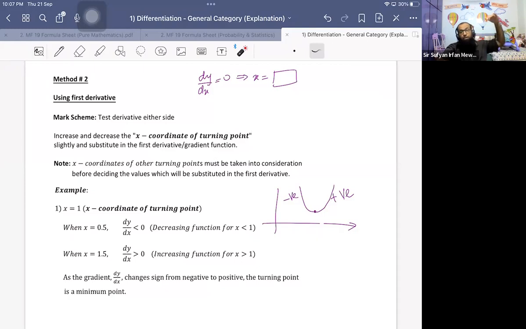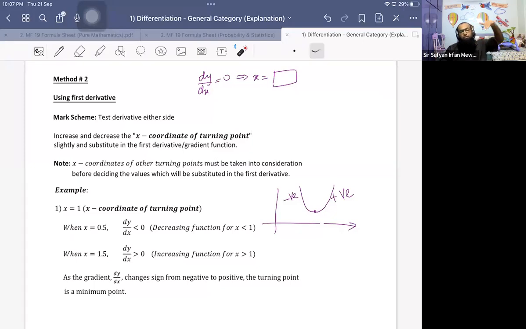But if before the turning point the gradient was negative, this means it was a decreasing function. And after the turning point, increasing the x coordinate slightly gives us a positive gradient. This means it's an increasing function. So from negative gradient to positive gradient means it's a decreasing function and then an increasing function. So this only happens when the turning point is a minimum point.